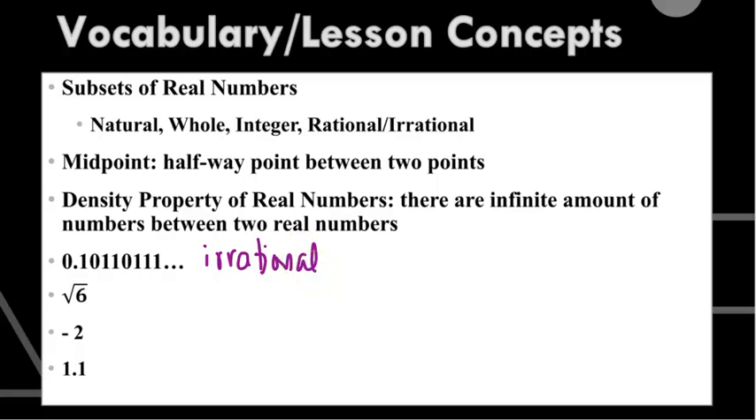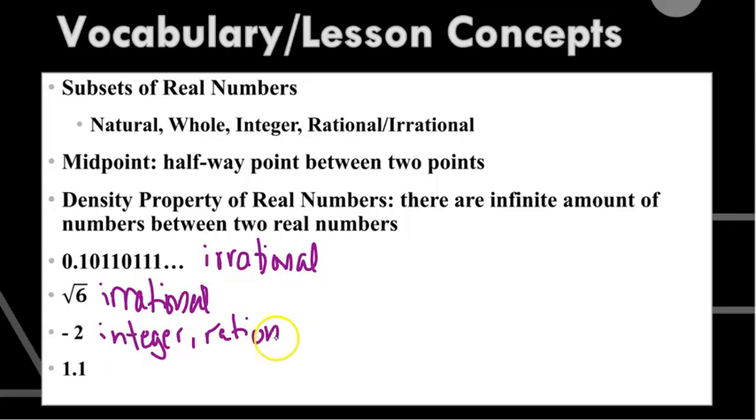Next one is the square root of 6. Radical is irrational, because if you were to put that on your calculator, it's going to give you a decimal that never ends. -2. -2 is an integer. And because it's an integer, it's also rational, because I can write that as a fraction. It would just be -2 over 1.